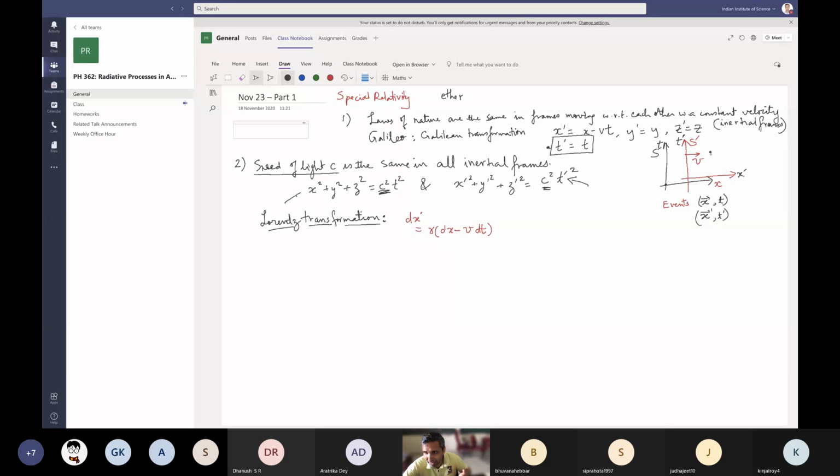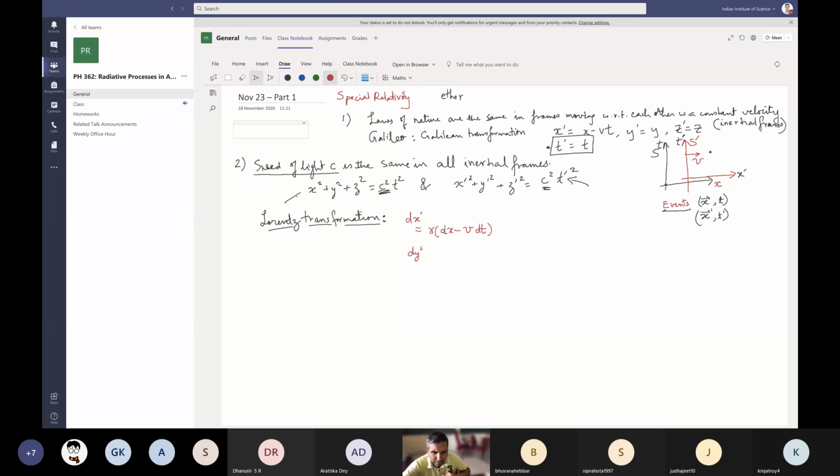It's the same event, but it has different coordinates. Just like when we do vectors, the same vector will have different components in different coordinate systems, but it's the same vector. In the same way, the event is the same, but the coordinates are different. So this is the first transformation. Here v is assumed to be in the x direction, or the x direction is chosen to be along this velocity v between the two frames.